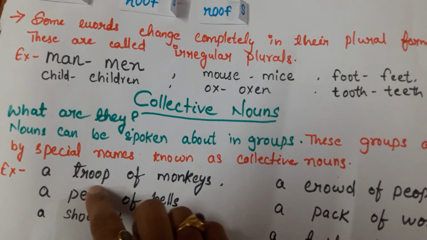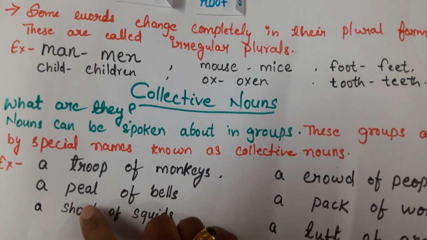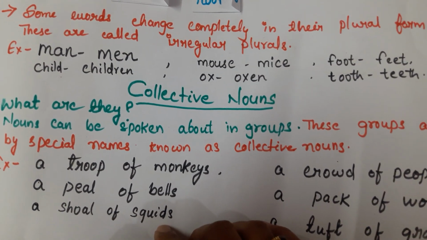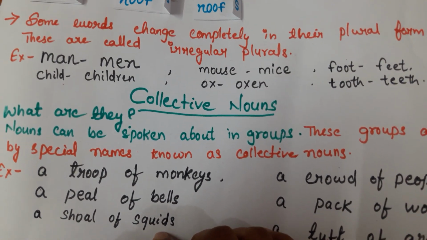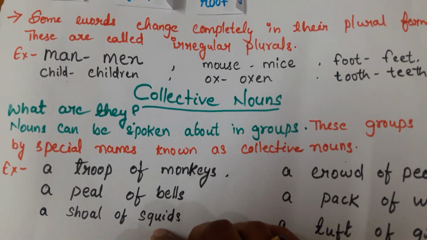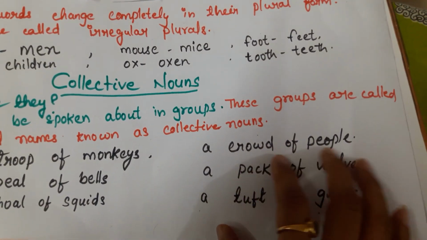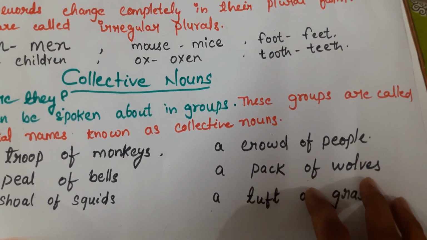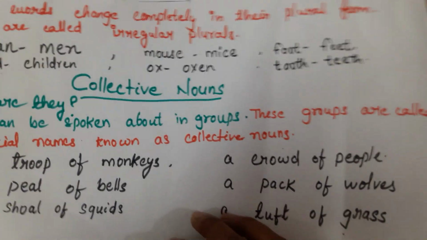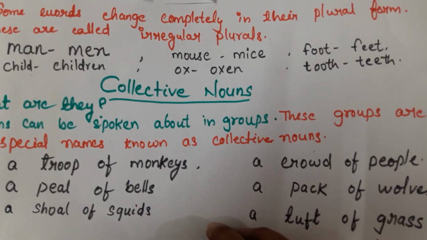So like we say a troop of monkeys, a peal of bells, then a shoal of squids. Squids are sea creatures, they don't come under the category of fish, remember. A crowd of people, a pack of wolves, a tuft of grass. I know it's somewhat boring for you to learn in this way.